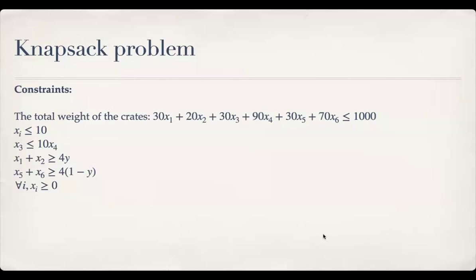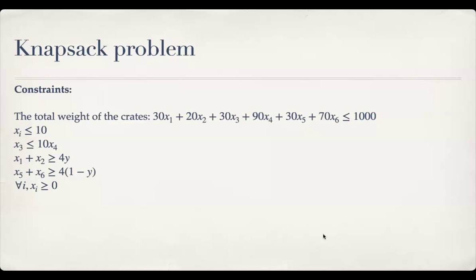What about this? x3 must be less than or equal to 10 times x4. You can ship x3 if x4 is shipped. Okay, so you see that if you don't ship x4, x4 becomes 0, right? And it forces x3 to become 0.